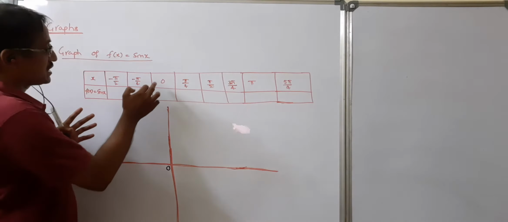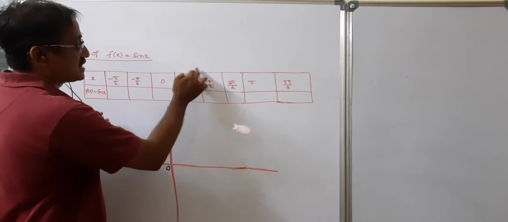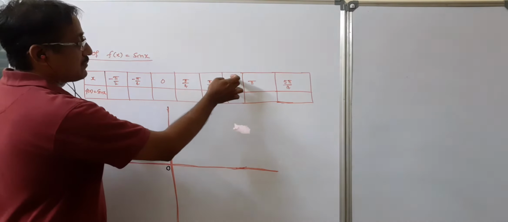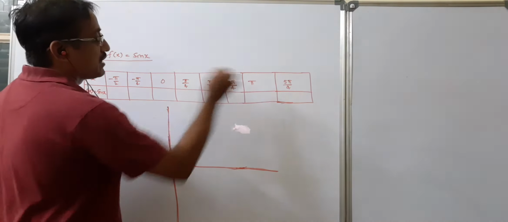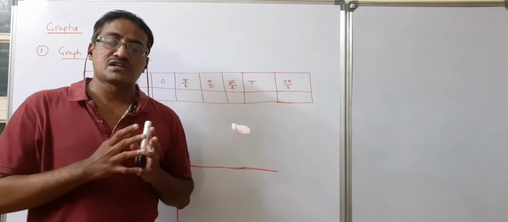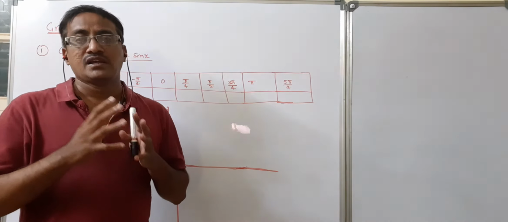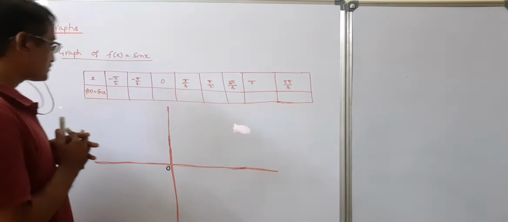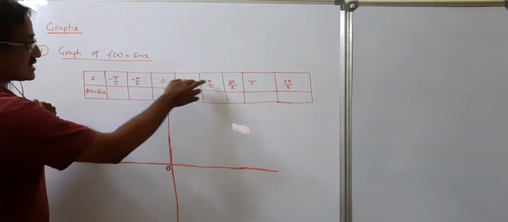You can see here 0, pi by 4, pi by 2. The difference is pi by 4. And again 3 pi by 4. Difference is pi by 4. Pi, 5 pi by 4. So first of all you need to take the equal length of interval, then you can draw the graph very easily. Now next, these values are considered as x.